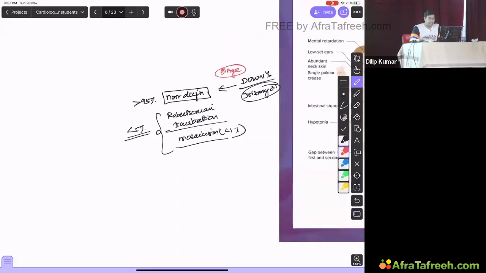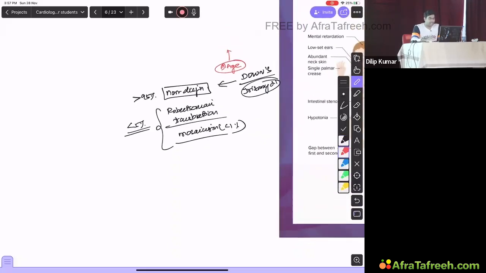So what is the general risk? Increased age means if the maternal age is more than 34, the risk of Down syndrome is 1 in 400. If the maternal age is more than 40, the risk is 1 in 105. If the maternal age is more than 45, the risk is 1 in 12.